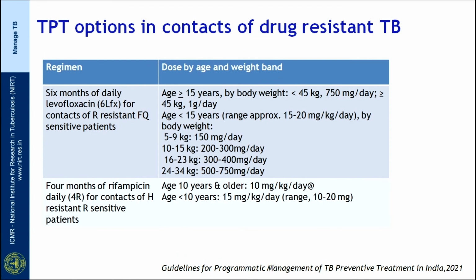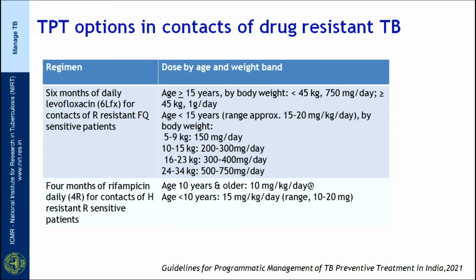Now, regarding the TPT options in contacts of drug resistant TB, there are two options. One is 6 months of daily levofloxacin for contacts of rifampicin resistant but fluoroquinolone sensitive patients, and the second one is 4 months of daily rifampicin regimen for contacts of H resistant, that is isoniazid resistant but rifampicin sensitive patients.